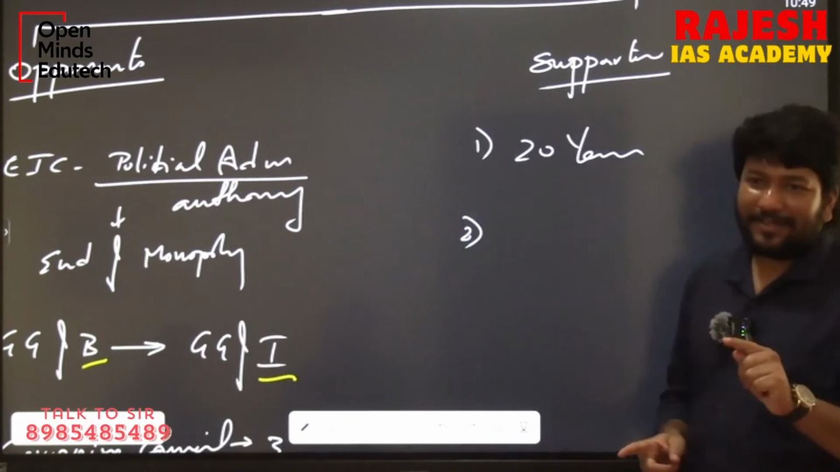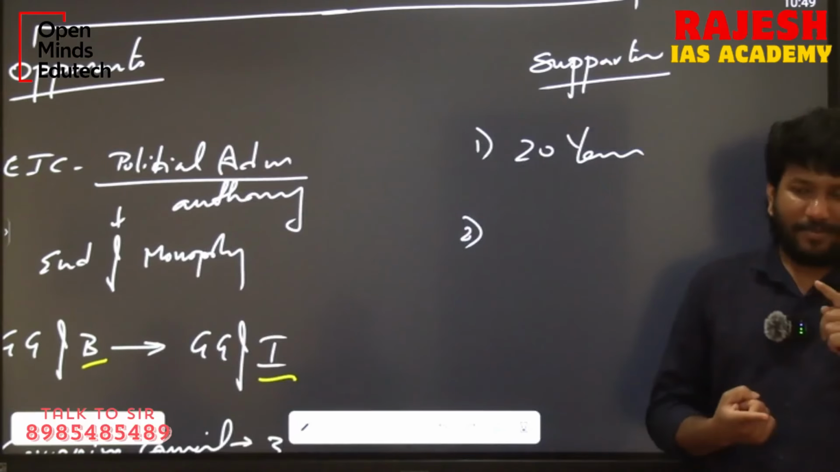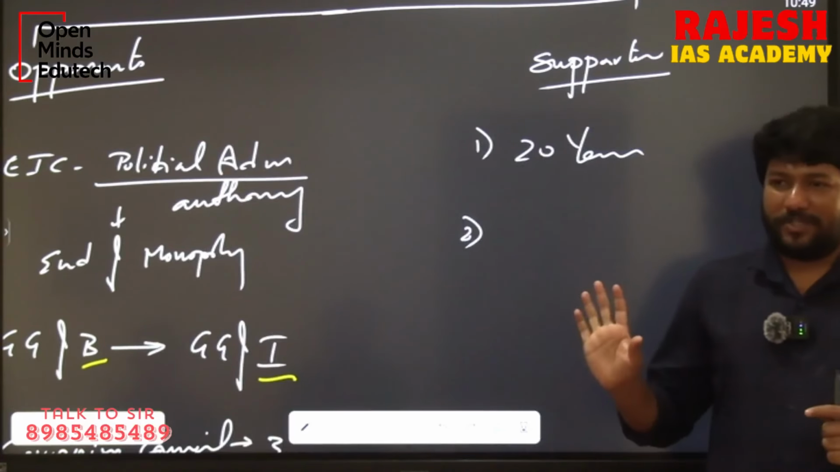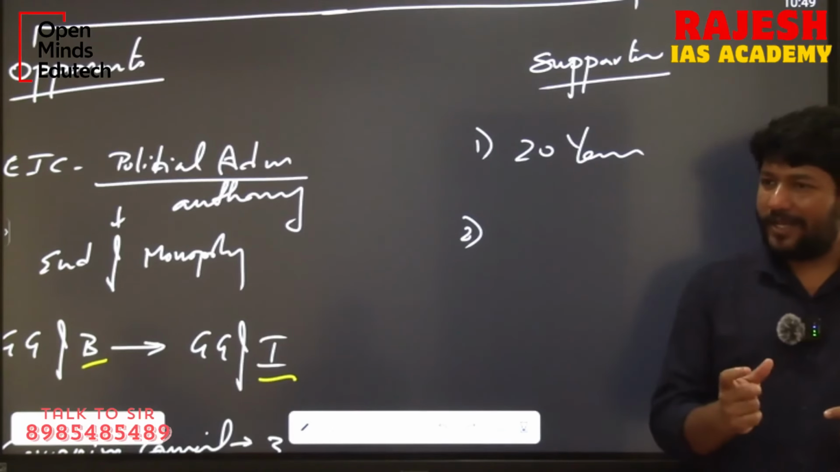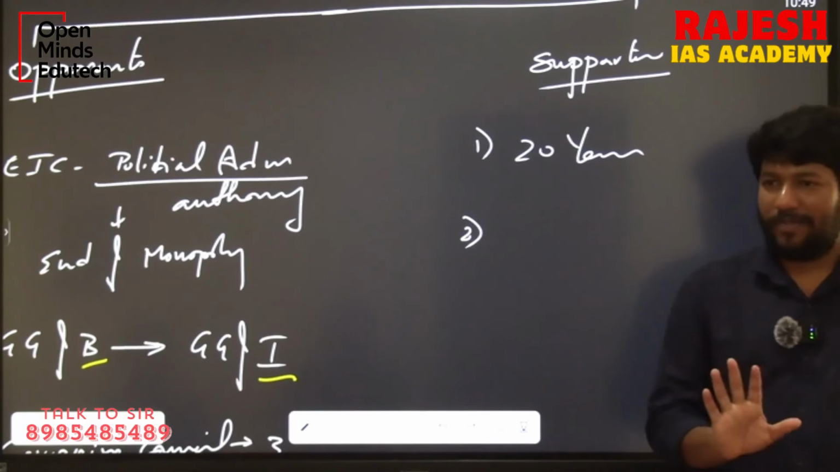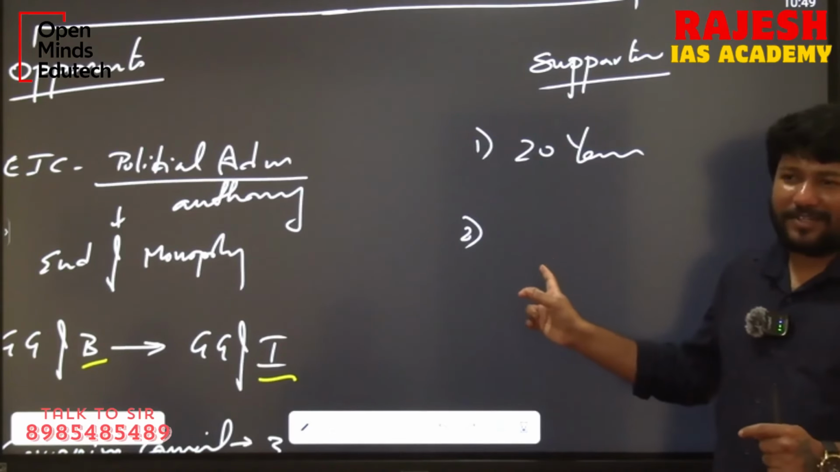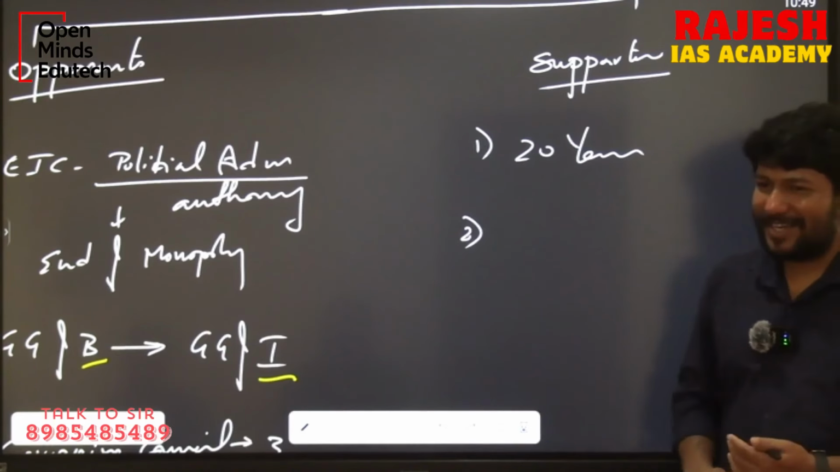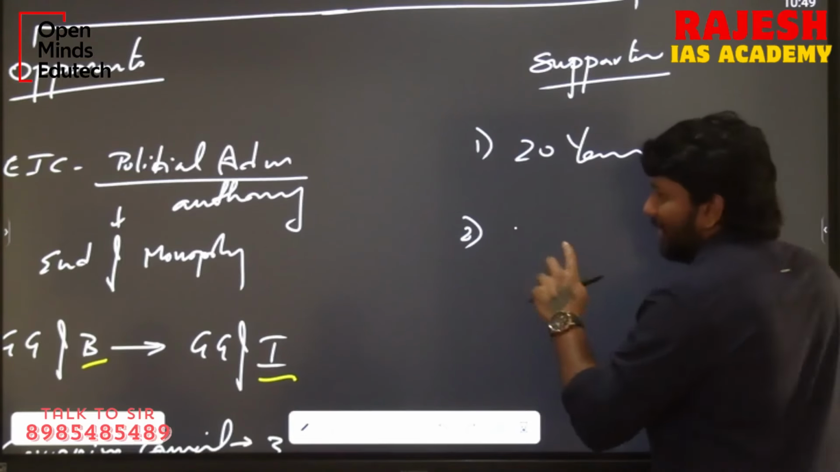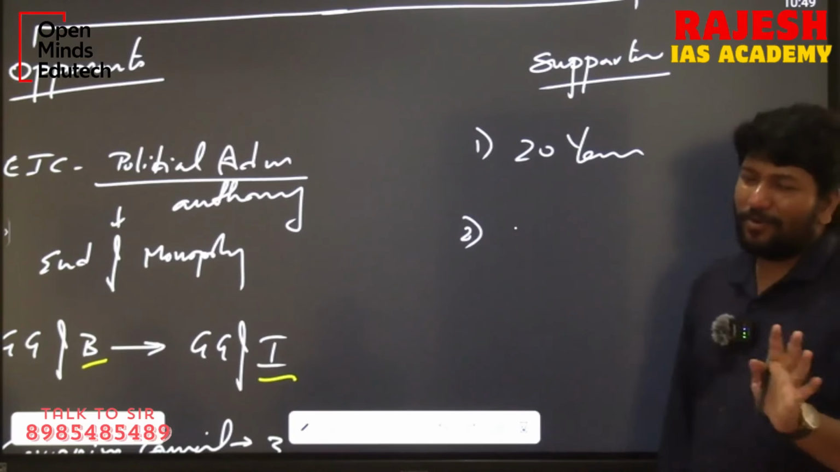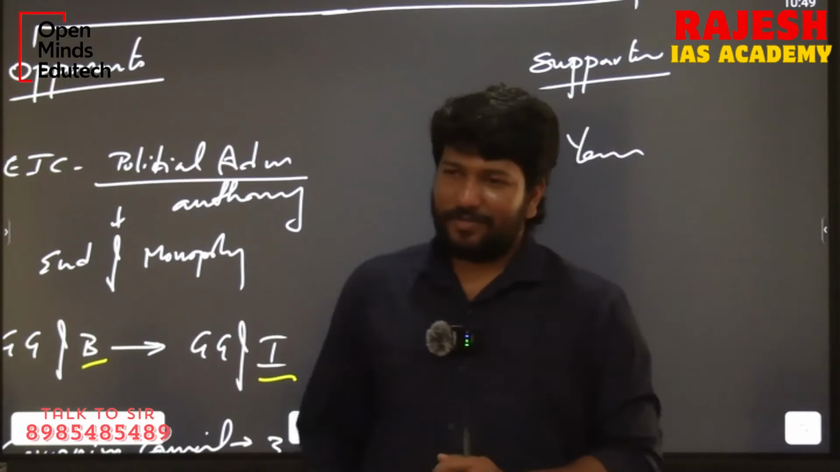Initially in this act, it was mentioned that there would be open competition. From there onwards, all the IAS officers would be selected based on examination. But who lobbied against it? The Court of Directors.